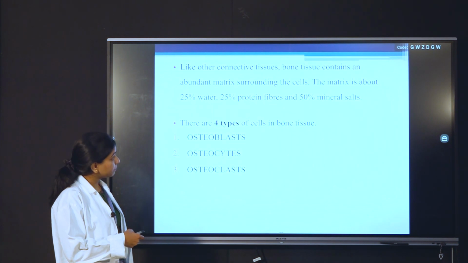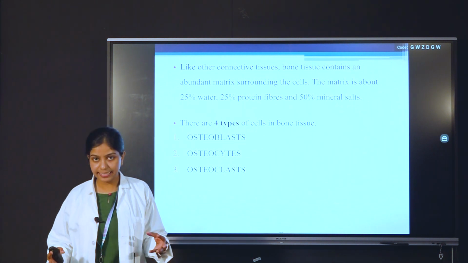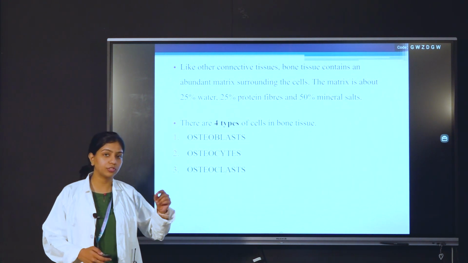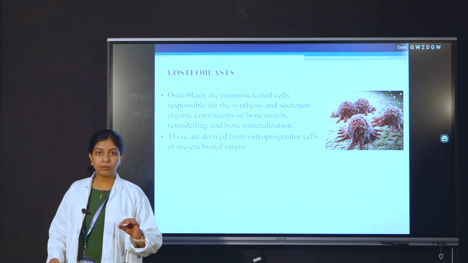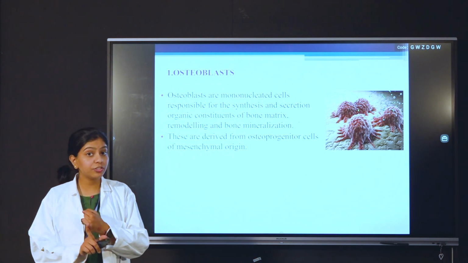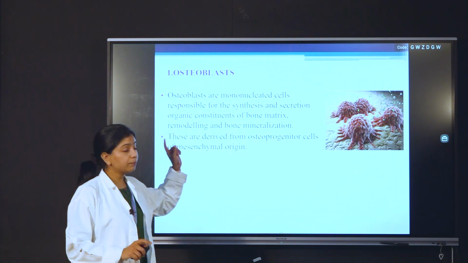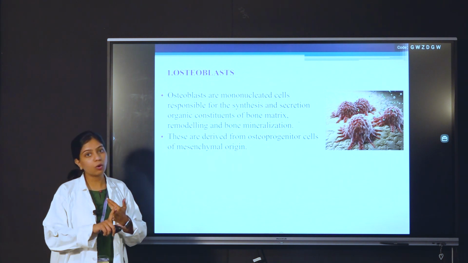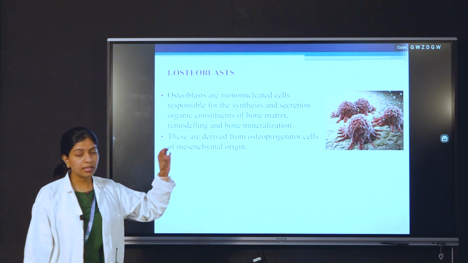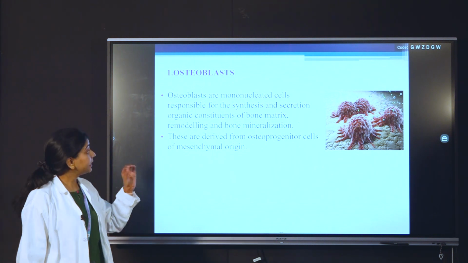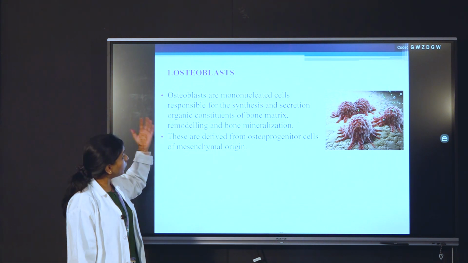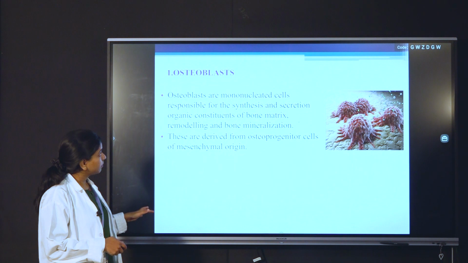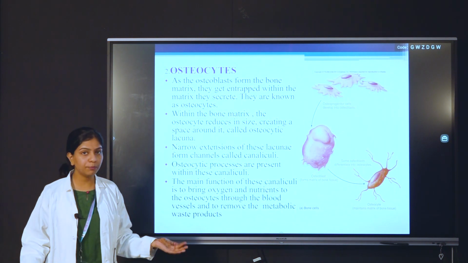So like any other mineralized tissue, bone also has certain cells. There are three main important cells present in the bone, that is osteoblasts, osteocytes and osteoclasts. When you talk about cells, the first thing you should write in your exam is how these bone cells are synthesized, from where they are derived, and what their function is. Osteoblasts are mononucleated cells, derived from osteoprogenitor cells of mesenchymal origin, and they are responsible for laying down the bone matrix.